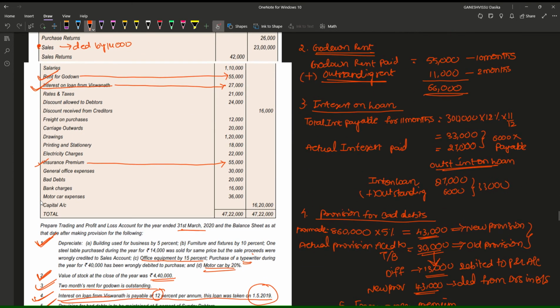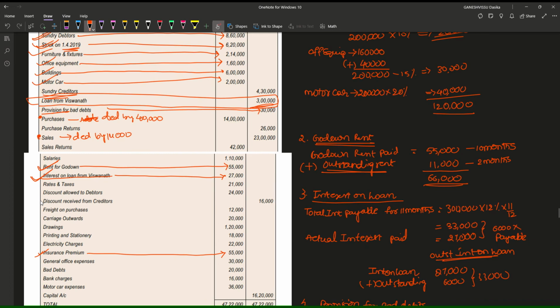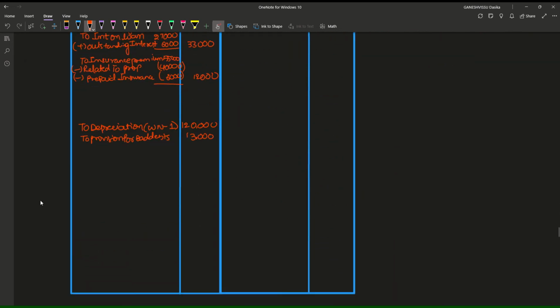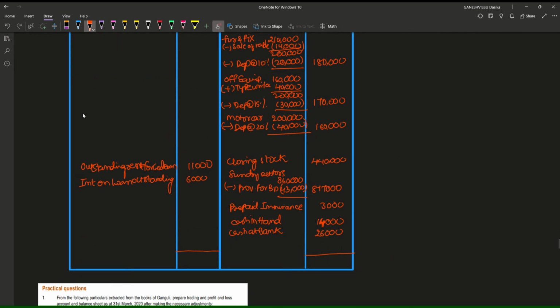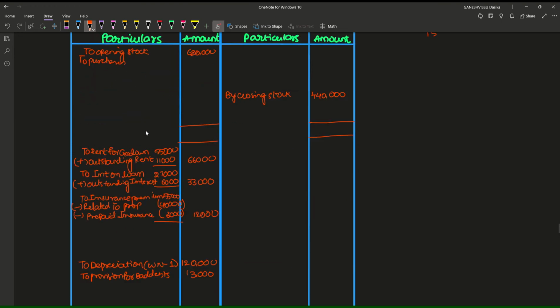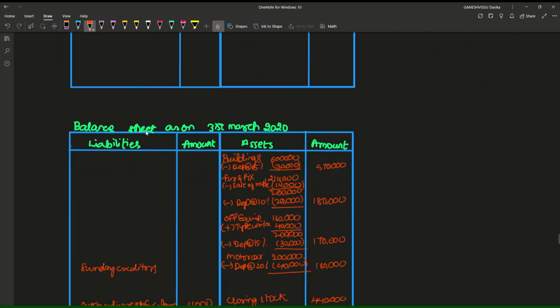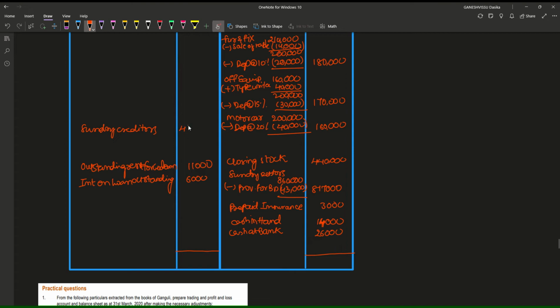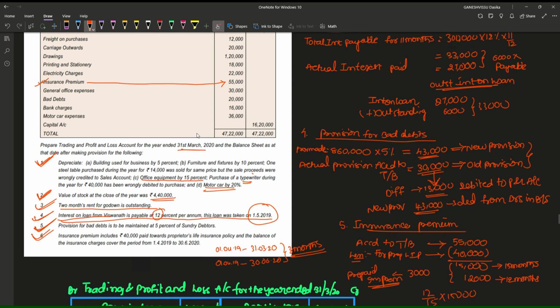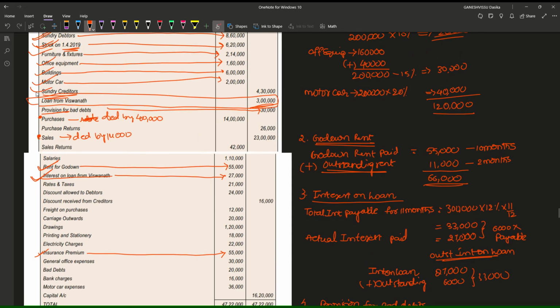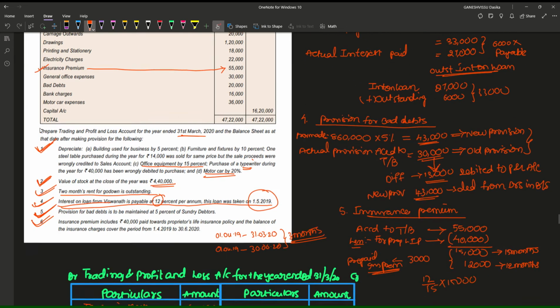Now comes sundry creditors by 4 lakhs 30. That is a liability. We can have here sundry creditors. What is the value of sundry creditors? 4 lakhs 30, I suppose. Yes, correct. So this is 4 lakhs 30. We have completed this one also. Now comes the purchases by 14 lakhs.